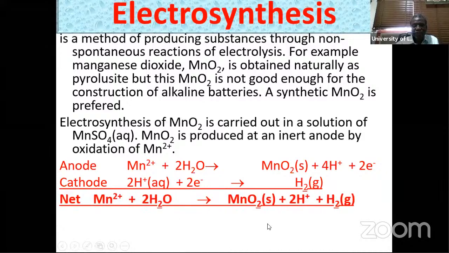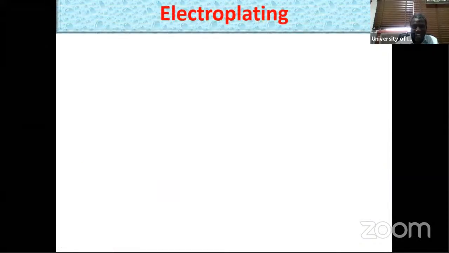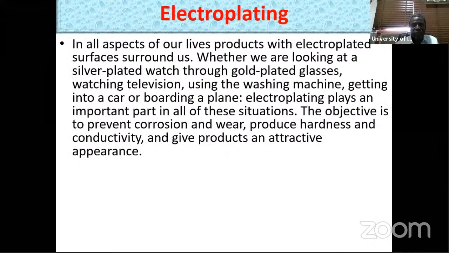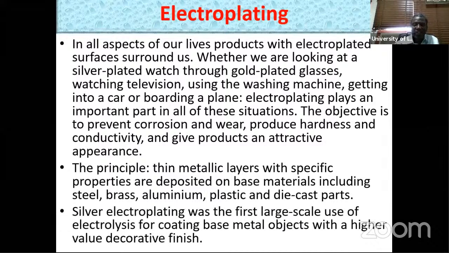And so this is the equation for the electrosynthesis of MnO2. So know the difference between electrorefining and electrosynthesis. So I won't waste time on electroplating. I'm sure you are familiar with that. You electroplate wristwatches, gold, neck chain, and quite a number of other things. So I won't waste more time on that. So I go to batteries.